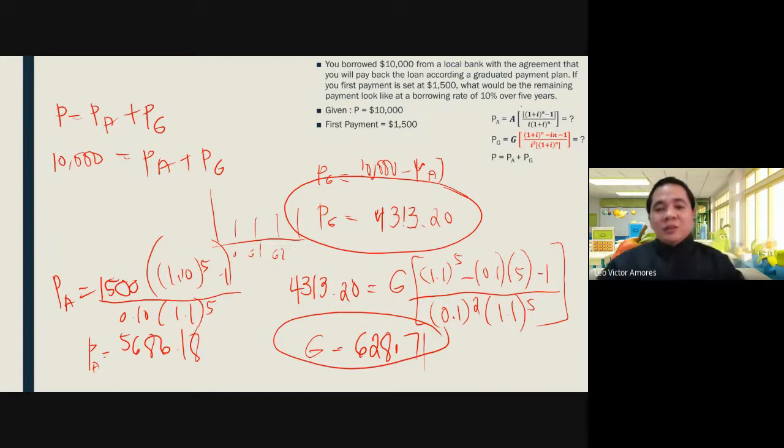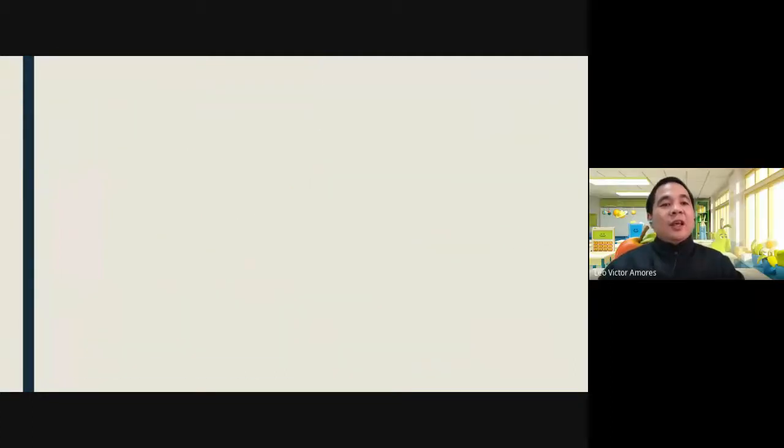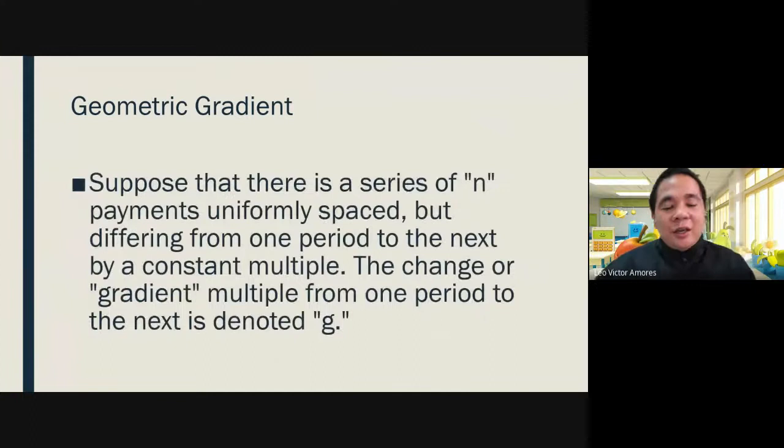So, your first payment is 1.5. Your second payment is 1.5 plus 628. Your third payment is 1.5 plus 628 times 2. Okay? So the answer is 628. I'll proceed to geometric gradient.